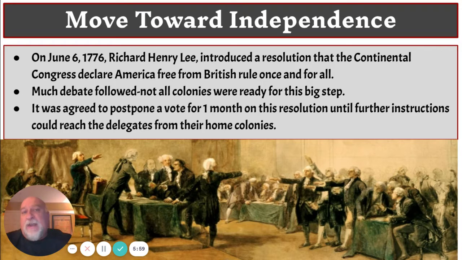And so we have a couple of things. We got, do we want to do this? And if we are, what's it going to sound like when we do vote for independence? They wanted that draft ready, so if they did declare, they could move forward quickly and go ahead and declare that independence. So that was on June 6th.